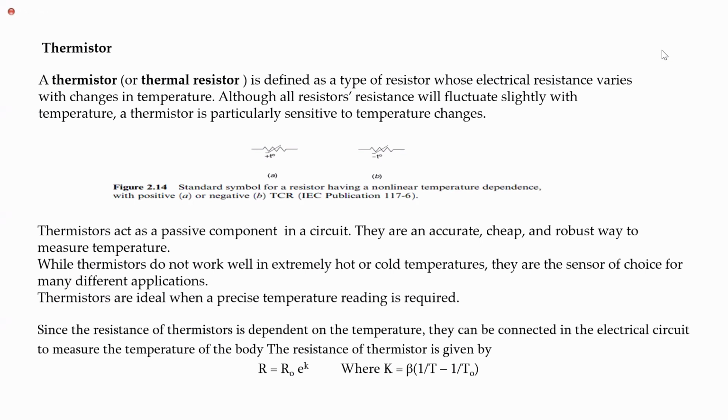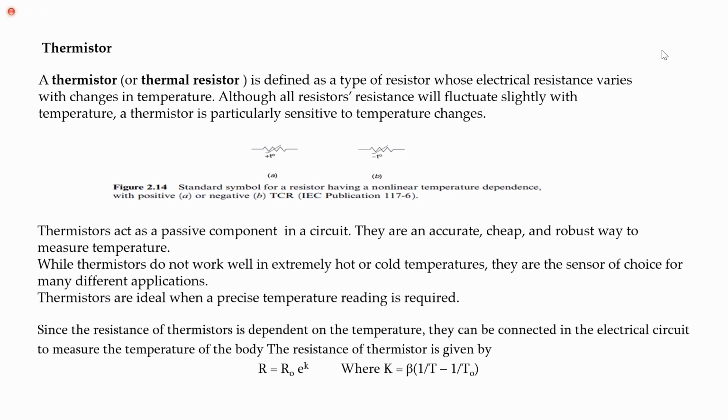A thermistor is defined as a type of resistor whose electrical resistance varies with change in temperature. As in the RTD, a thermistor will also change its resistance if you increase or decrease the surrounding temperature. Although all resistors' resistance will fluctuate slightly with temperature, a thermistor is particularly sensitive to temperature changes. It is very sensitive to temperature changes. A thermistor acts as a passive component in a circuit.